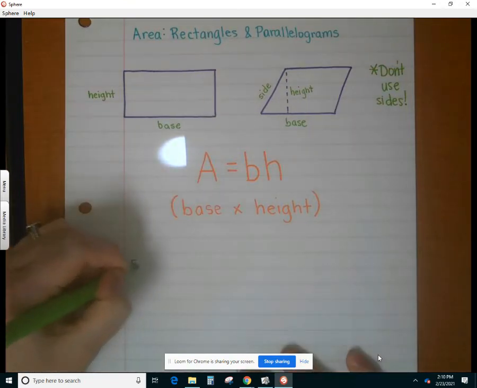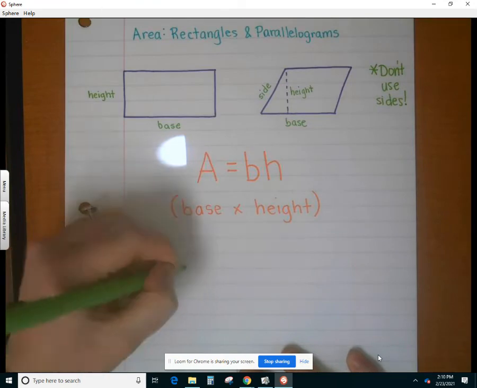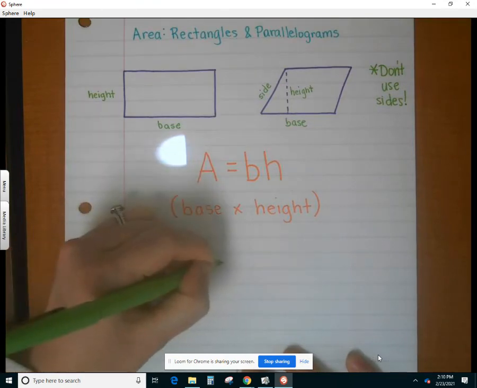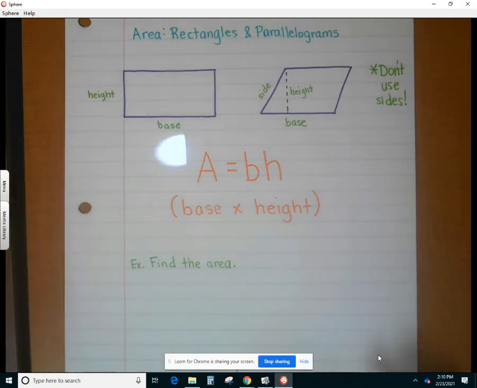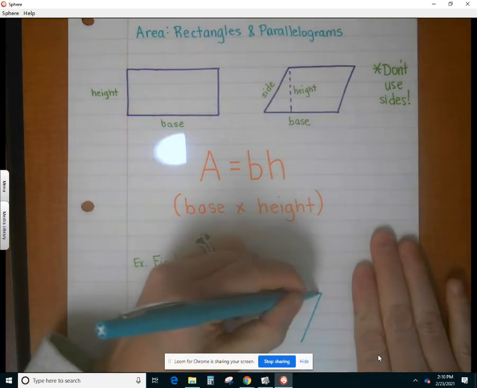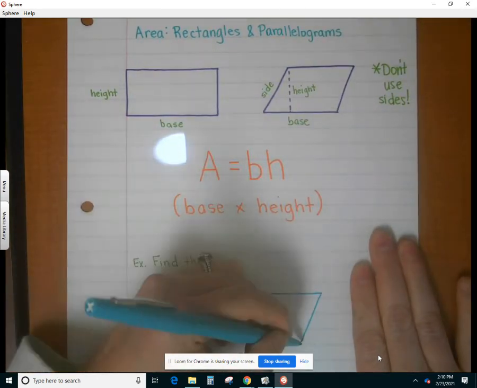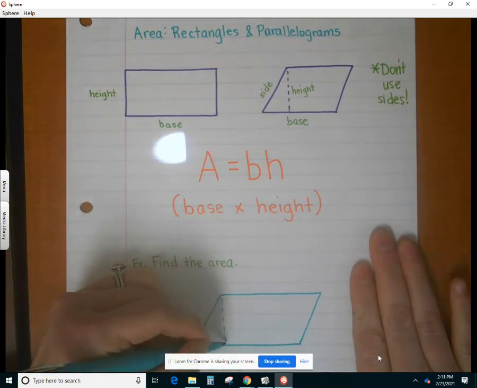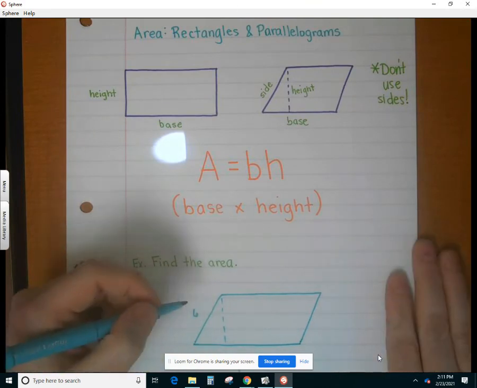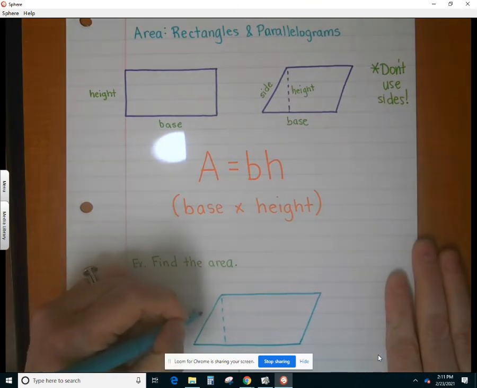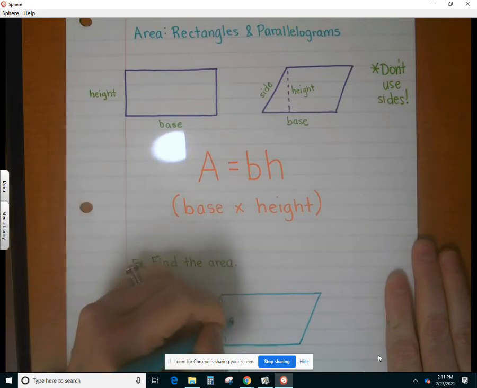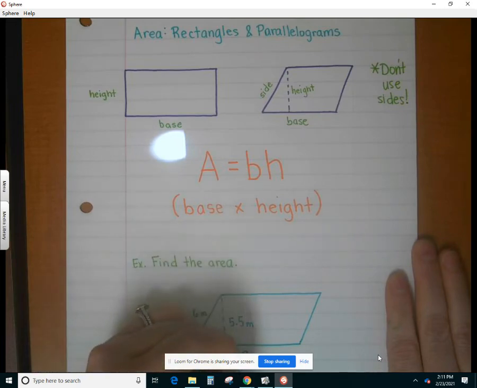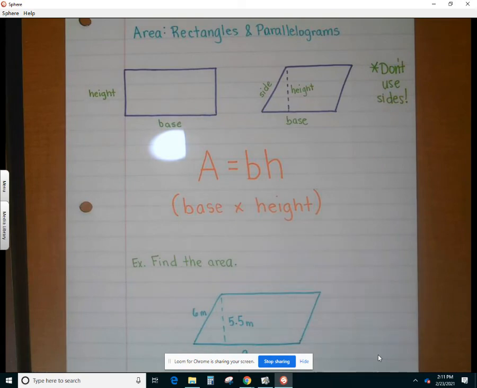So example, they might tell you find the area, and then they're going to give you a parallelogram. Looks like this. Sometimes they could look a little bit different. They could be turned a different direction or something. And they've got this little dotted line here, and they're going to tell us that this over here is 6, let's say it's meters in this case. And then this one right here is 5.5 meters, and this down here is 9 meters. And they want you to find that area.